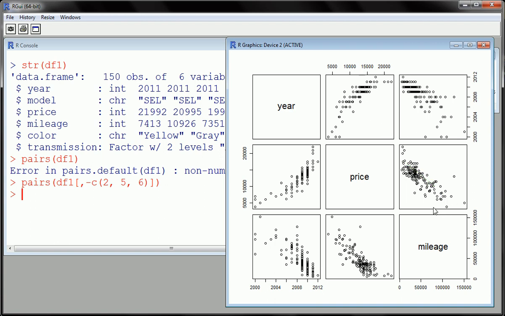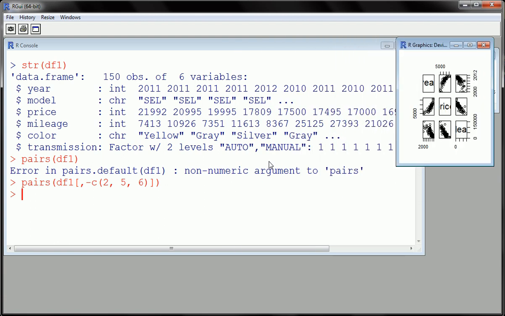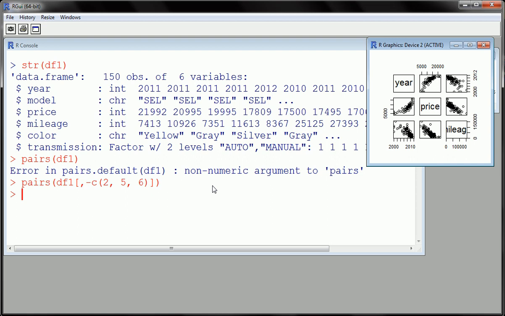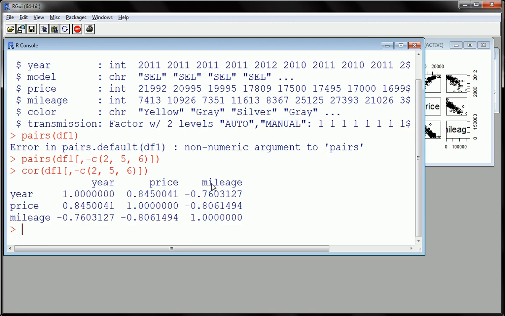Okay, so we get a lot of information about a lot of variables at once and how they relate to each other. So that's a scatterplot matrix. So let me minimize this and show you something that's very closely related. So just hit the up arrow. We're going to use the same subset of data frame, except we're going to calculate what's called a correlation matrix.